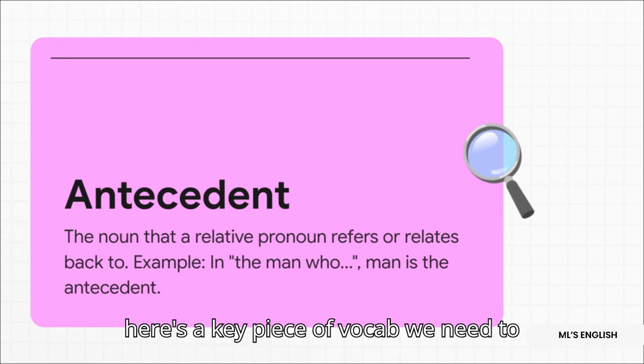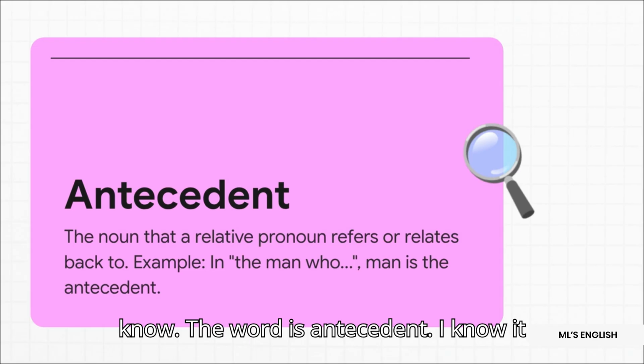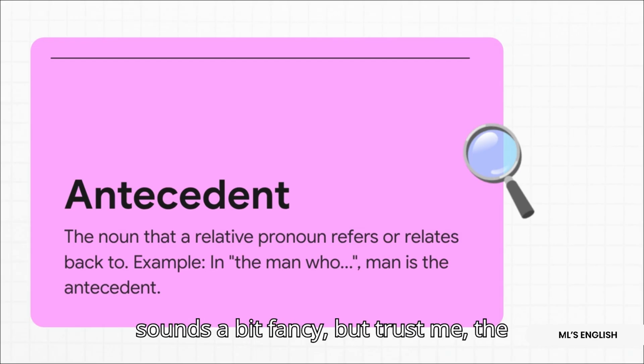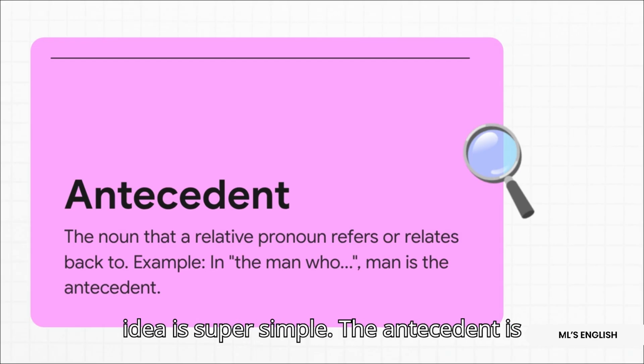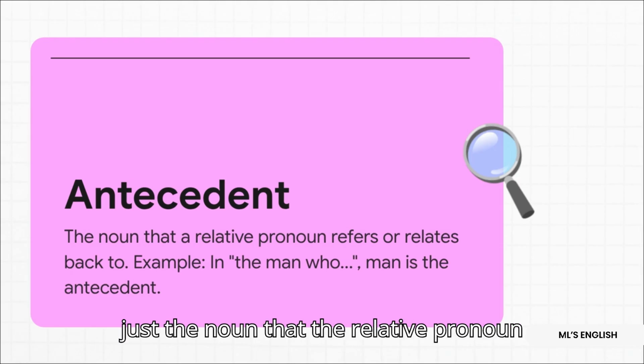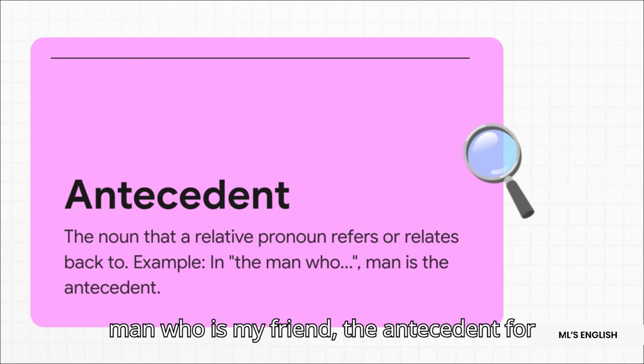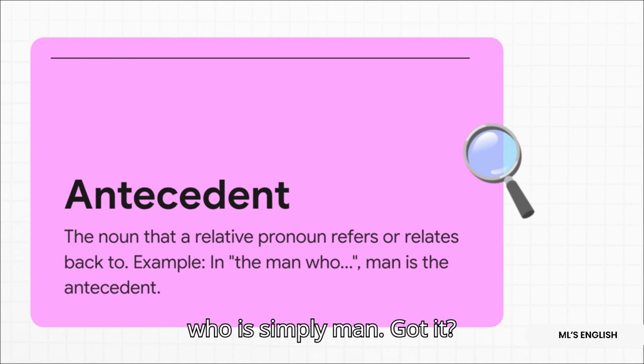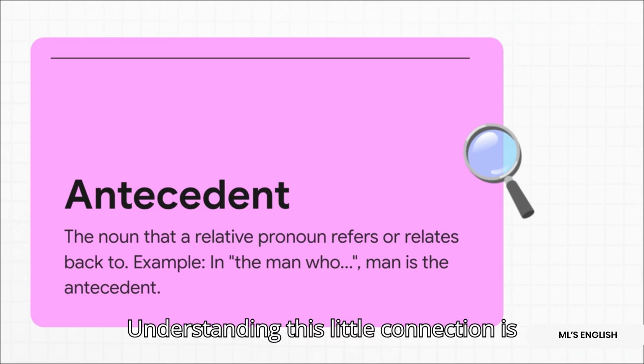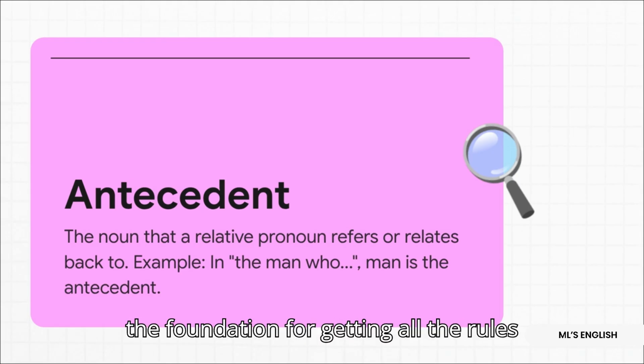Now, here's a key piece of vocab we need to know. The word is antecedent. I know it sounds a bit fancy, but trust me, the idea is super simple. The antecedent is just the noun that the relative pronoun is talking about. So in a phrase like, the man who is my friend, the antecedent for who is simply man. Got it? Understanding this little connection is the foundation for getting all the rules right.